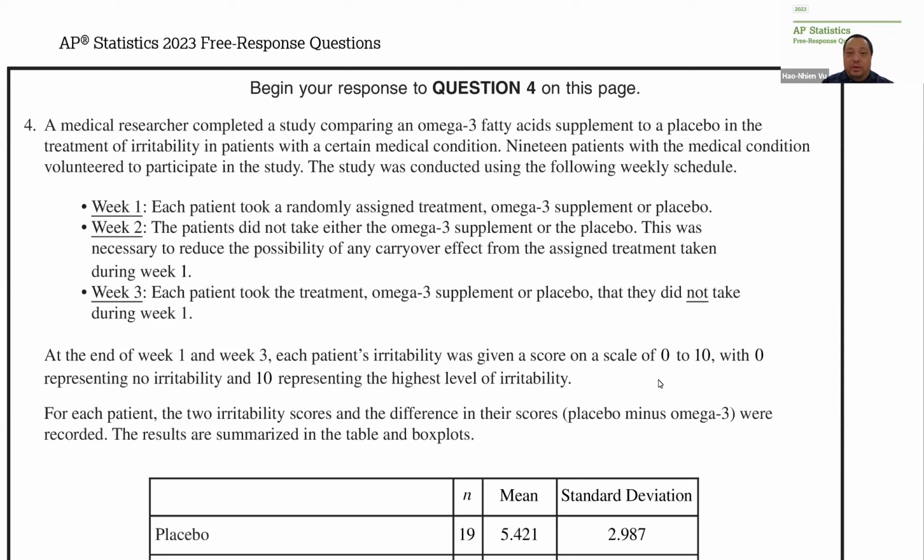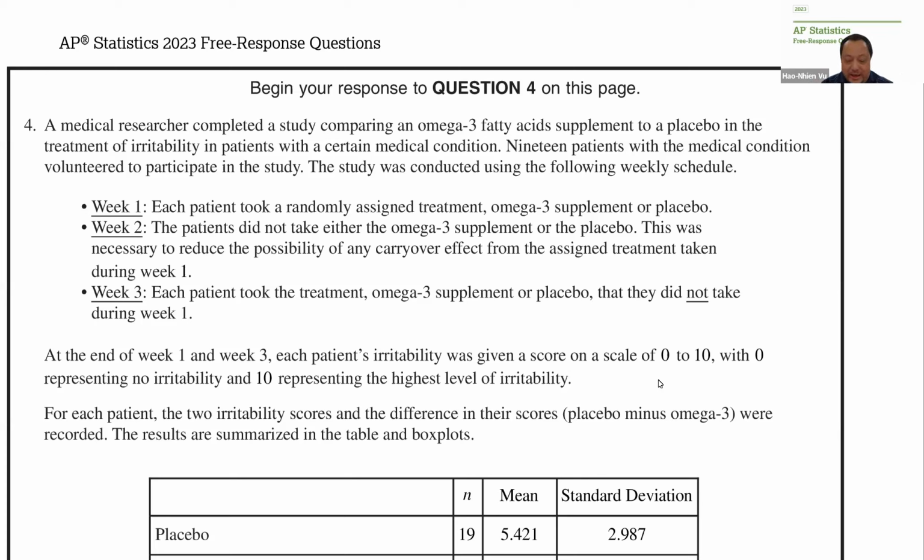When you read a question, you need to make sure you understand what's going on, what the setup is, what kind of experiment they're conducting. If you read up to here and you get it, great. But if you did not get it, you need to slow down and maybe draw some diagram or something.